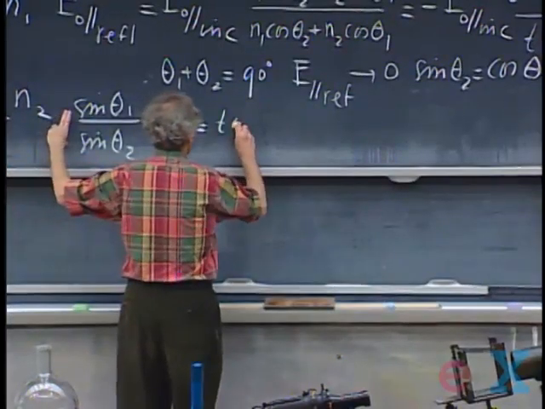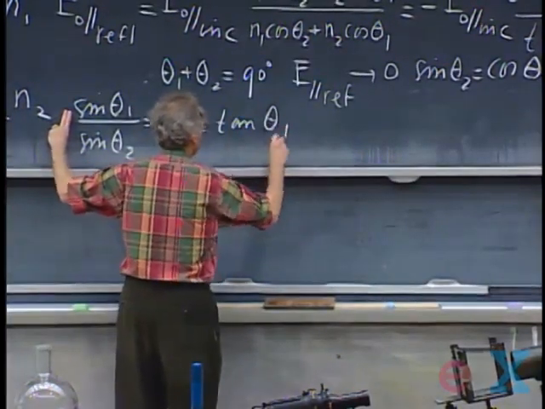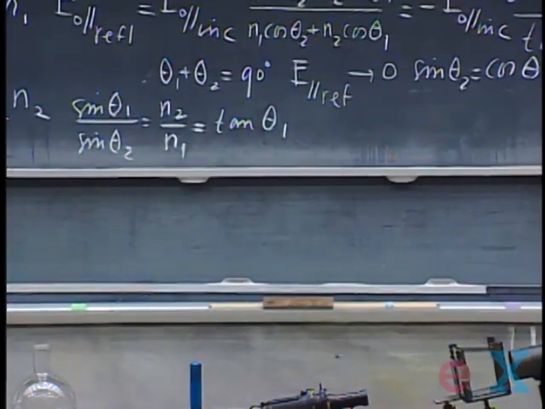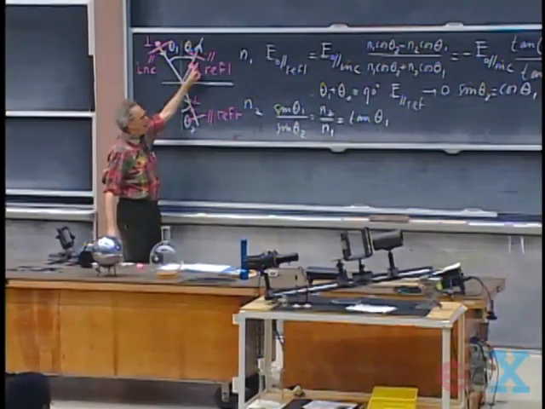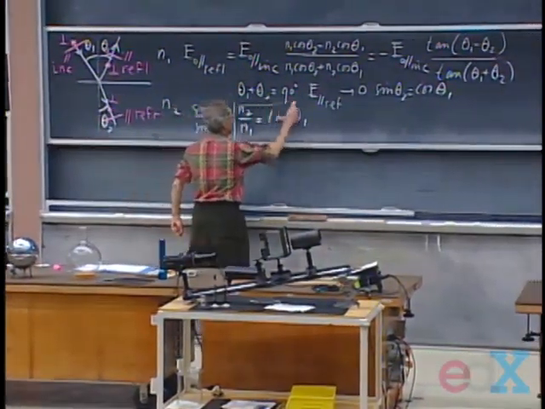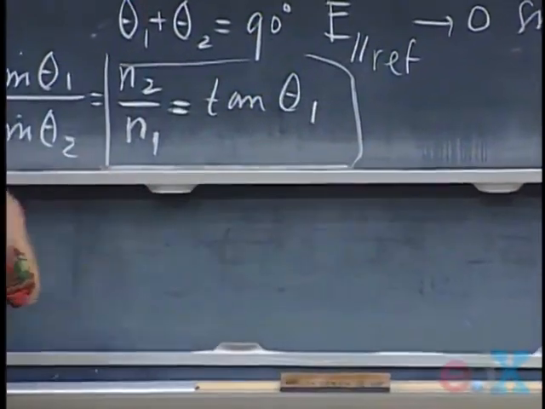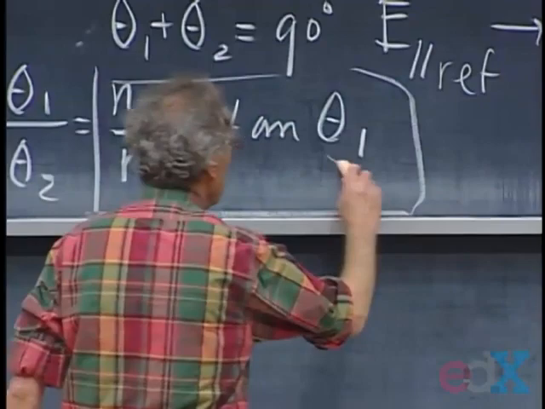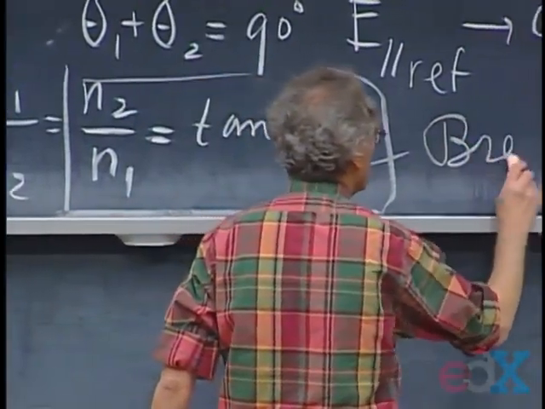And so if this is the tangent of theta one, that is under these conditions, then we have met the condition that I was looking for, that I end up with 100% linearly polarized light. And so this is the secret to getting 100% polarized light. And this angle is called the Brewster angle.